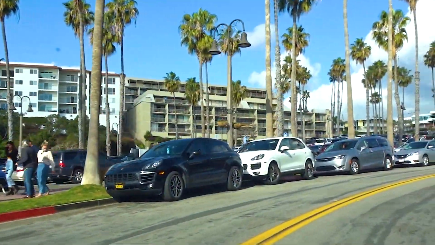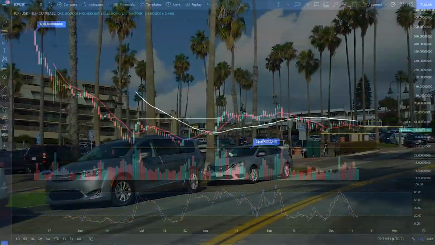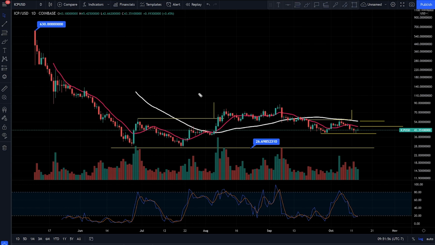Let's take a look at Internet Computer, or ICP. This is the daily chart for ICP, and the data I have is to 9:30 a.m. Pacific Standard Time on October the 14th. ICP has definitely been a very poor performer this year. At one time, it was trading over $600. And as of right now, ICP is trading at $43.50.